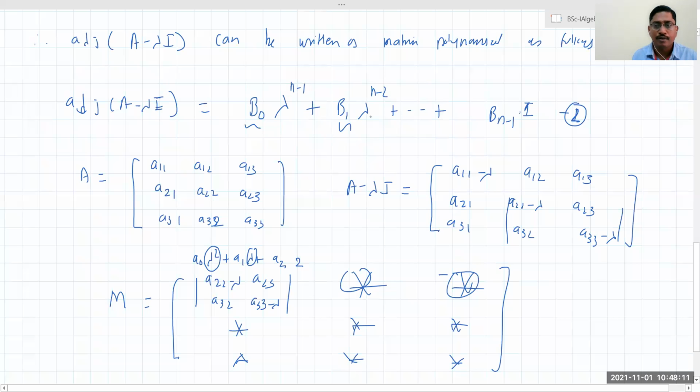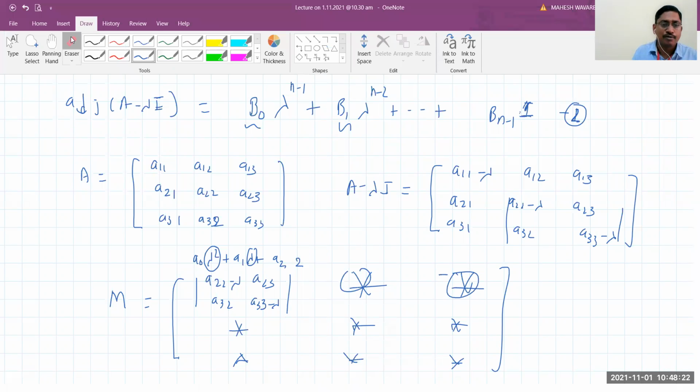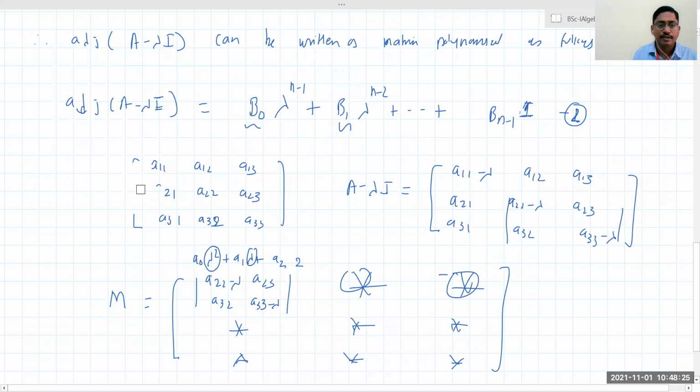So this B naught, B1 and Bn minus 1 are what? They are matrices of order n. That's why I want to tell you here by this example. They are matrices of order n. Are you getting this?